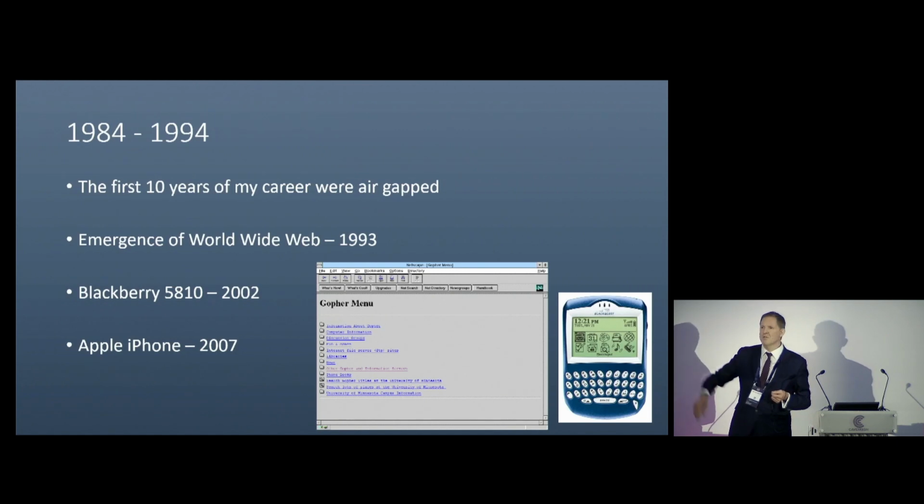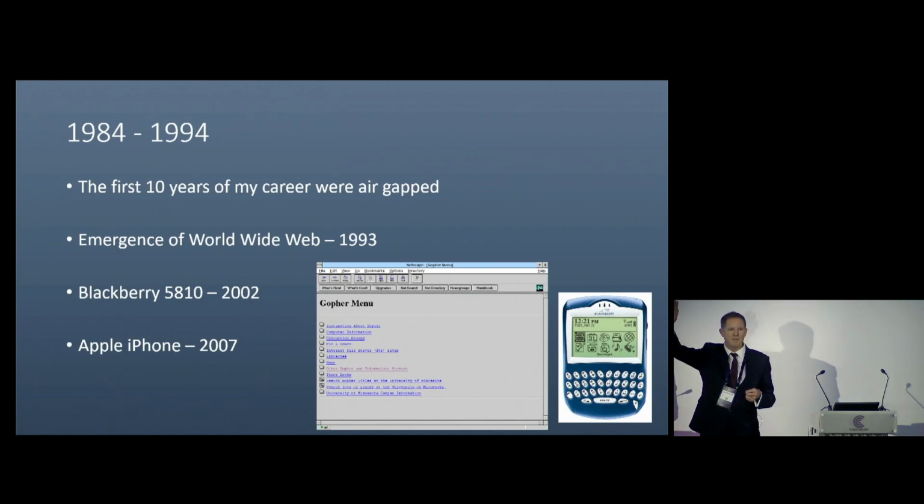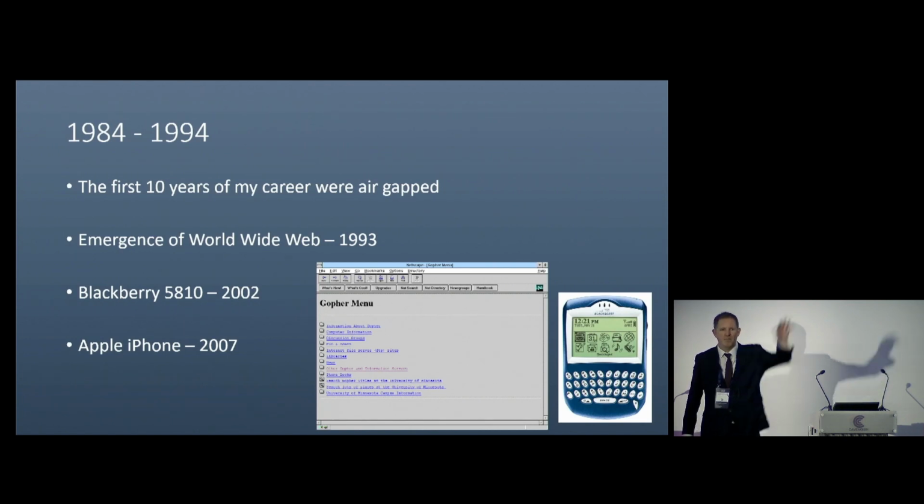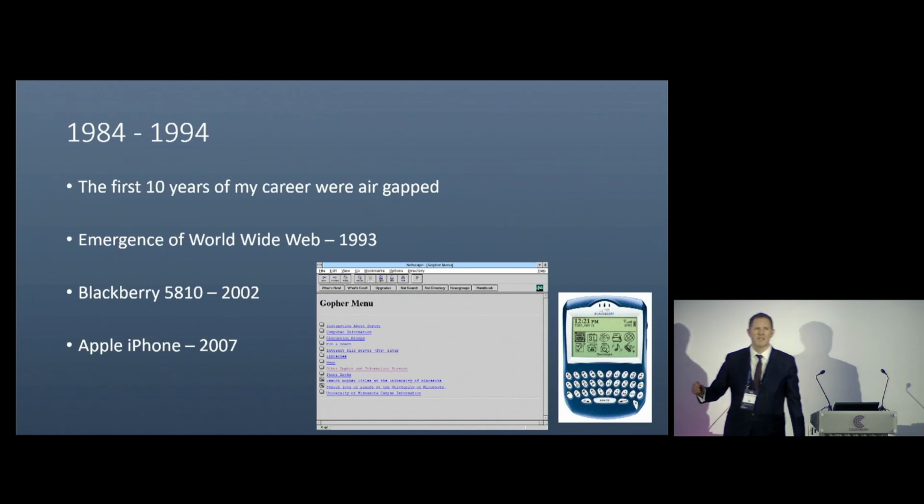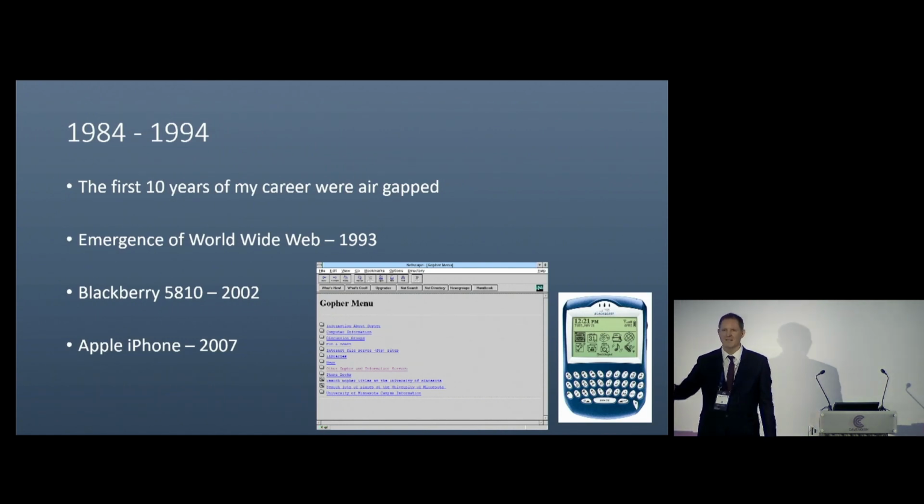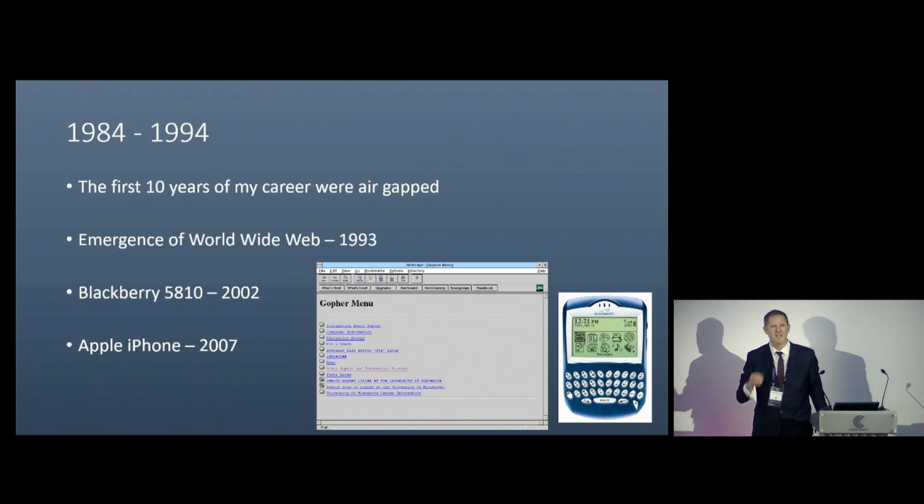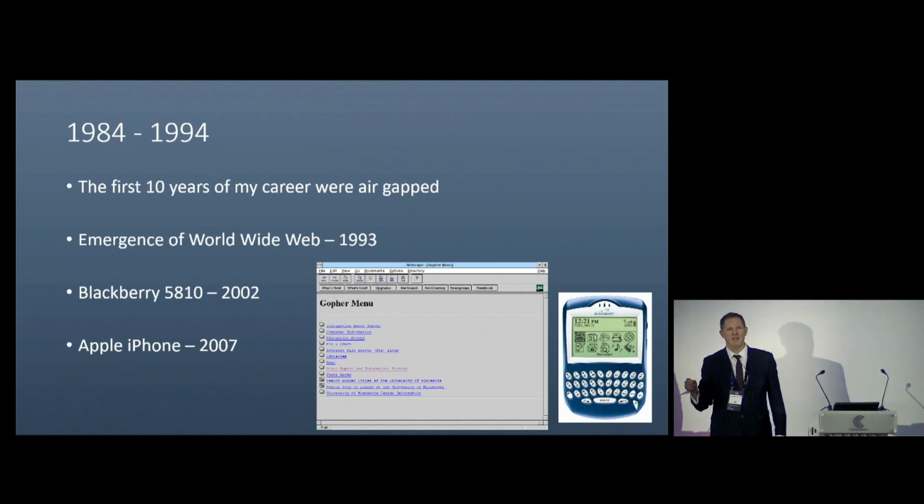We're using Gopher. Who's used Gopher, by the way? Anyone? Okay. Who's actually worked before the internet? Ooh, okay, some. Okay, good. Who's owned a BlackBerry 5810 or later? Yeah, okay. So we could get our emails wherever we were in the world, and sometimes we could browse. Who had an iPhone?